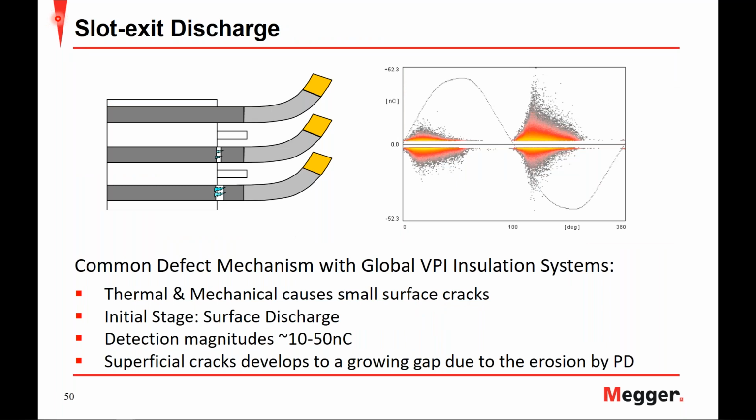Moving on with slot end discharges, the thermal and mechanical stresses from this cause small surface cracks within the semiconductive layer, as seen in the diagram here, that result in surface discharges that start to deteriorate the outer insulation. This results in detection magnitudes anywhere between 10 to 50 nanocoulombs, but as this continues, the small cracks can develop and grow due to the erosion by PD.